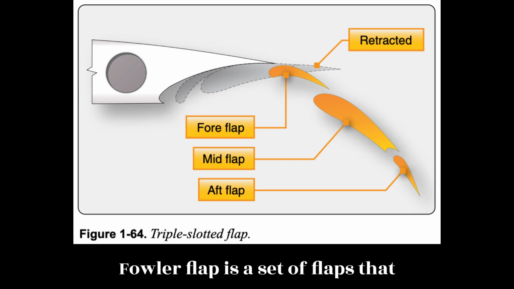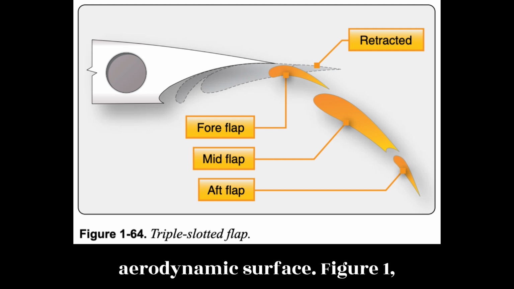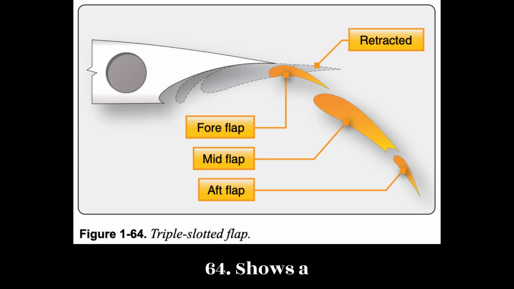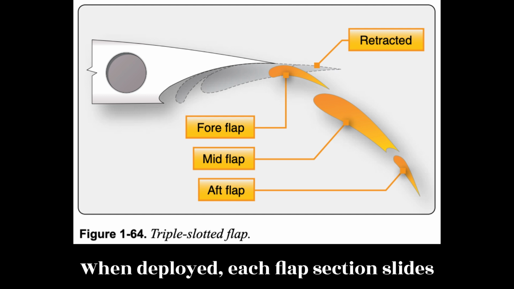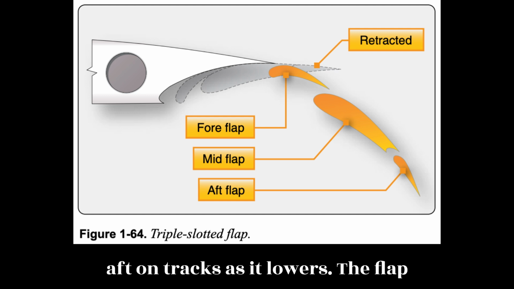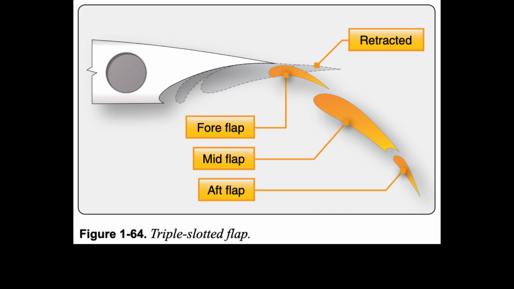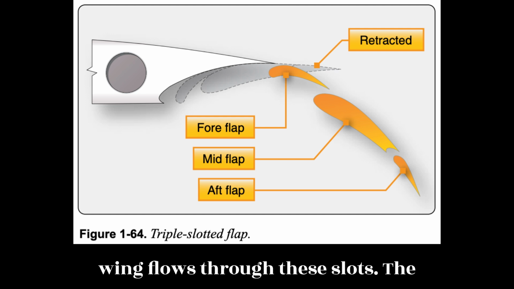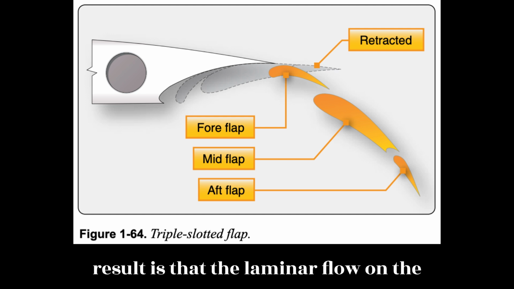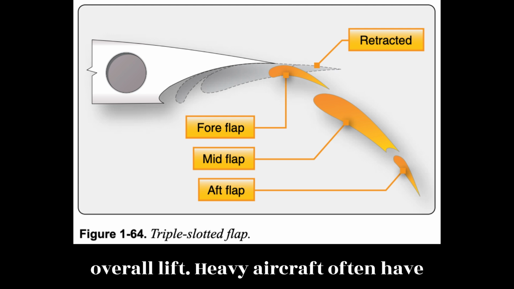An enhanced version of the Fowler flap is a set of flaps that actually contains more than one aerodynamic surface. Figure 1-64 shows a triple-slotted flap. In this configuration, the flap consists of a fore-flap, a mid-flap, and an aft flap. When deployed, each flap section slides aft on tracks as it lowers. The flap sections also separate, leaving an open slot between the wing and the fore-flap, as well as between each of the flap sections. Air from the underside of the wing flows through these slots. The result is that the laminar flow on the upper surfaces is enhanced. The greater camber and effective wing area increase overall lift.